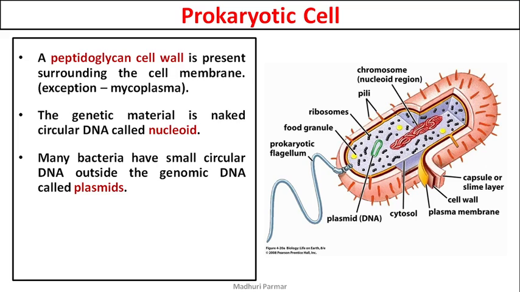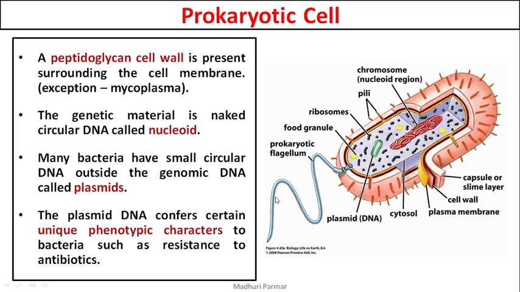Clear? Right. So this extra genomic DNA, extra genomic meaning what is not included in the genome, something extra, is called a plasmid. Plasmid is also made up of DNA. DNA is double stranded, never forget. So the plasmid DNA, what is its use now? It confers certain unique phenotypic characters. Confers means to give. It gives some unique phenotypic characters, something unique to the bacterial cell.